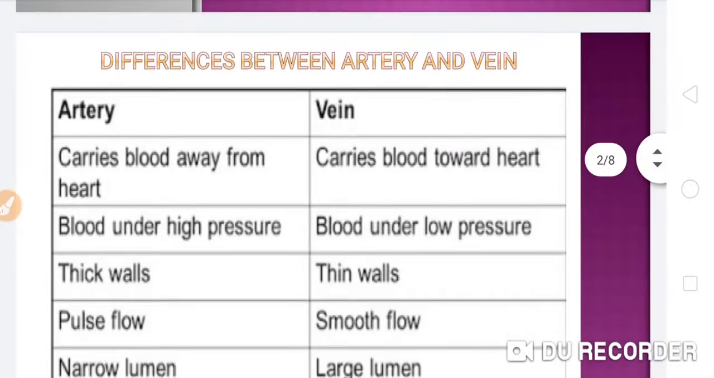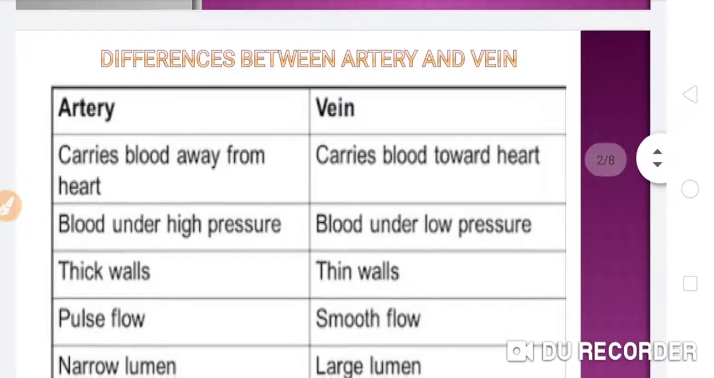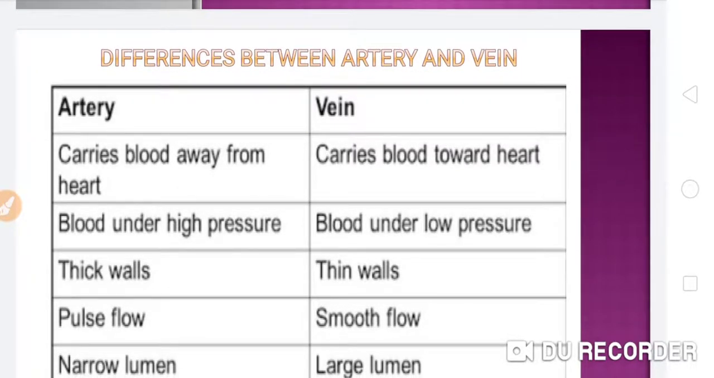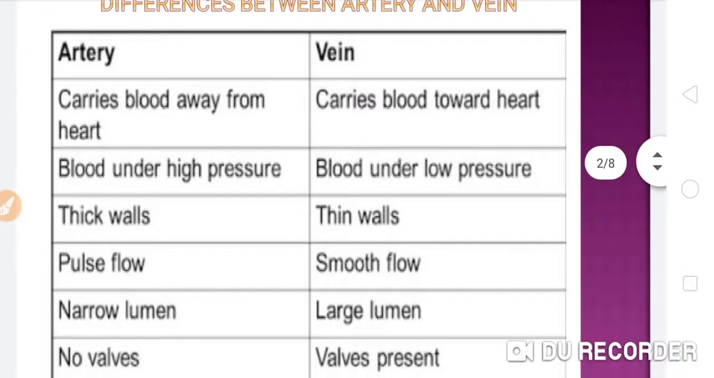Before we start the pulse rate, we have to discuss the differences between the artery and the vein. Artery and vein are known as the blood vessels. Both are very important for our circulatory system; these both are part of the circulatory system. So the first difference, that is artery.